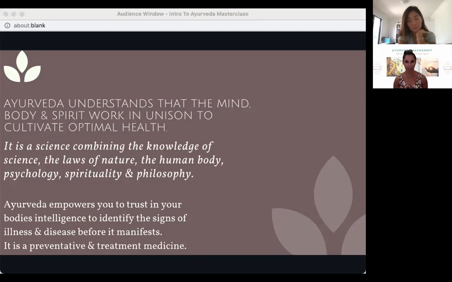It is a science combining the knowledge of science, the law of nature, the human body, psychology, spirituality, and philosophy. It empowers you to trust in your own body's intelligence and identify the signs of illness and disease in the mind and the body before it manifests. It's a preventative and treatment medicine.